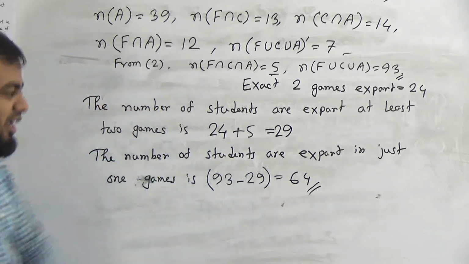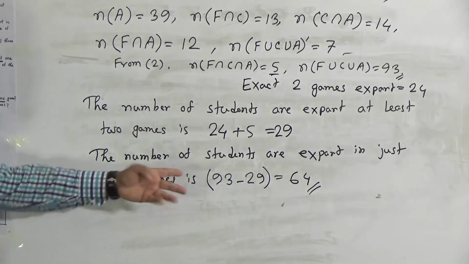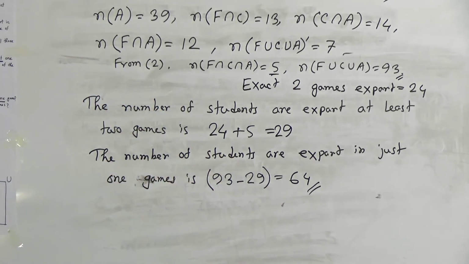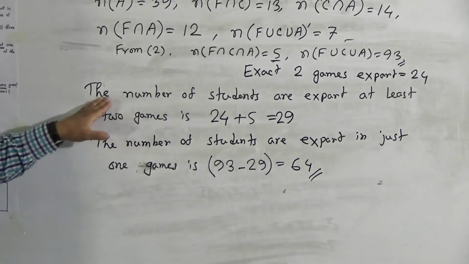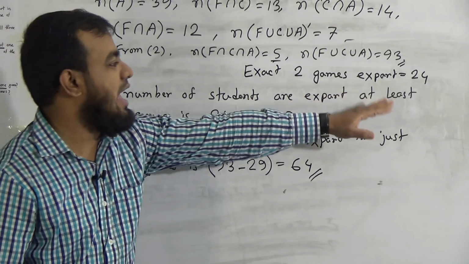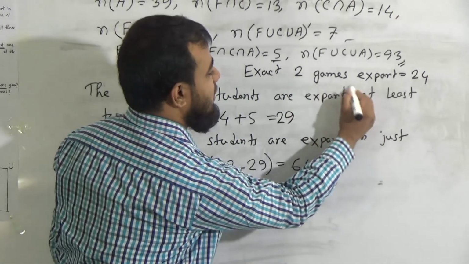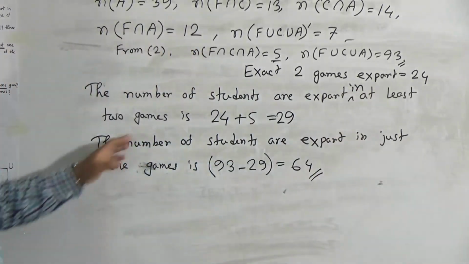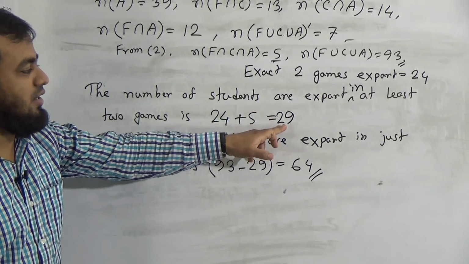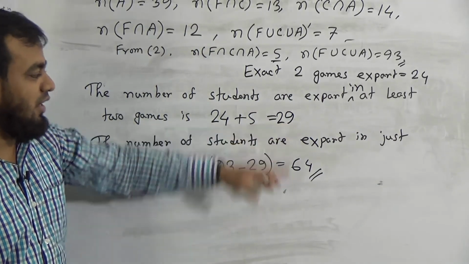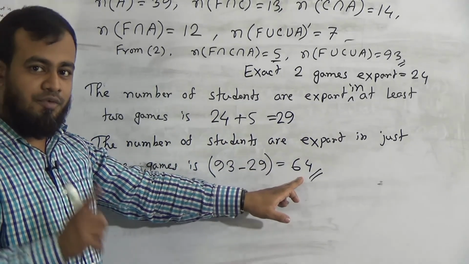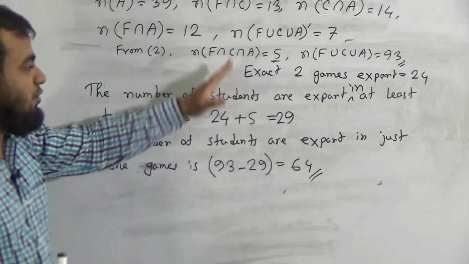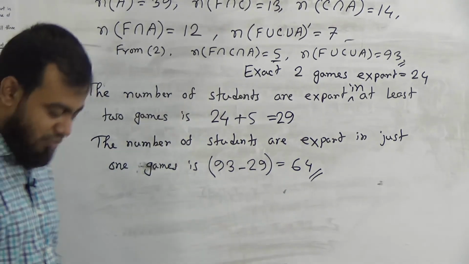And the second portion of the question is already solved here. The second portion is how many are expert in at least 2 games. The number of students who are expert in at least 2 games is 29. This is your answer to the second part, and this is the answer to the first part of the Bangla version question. If we translate that question, the answer will be this one. I hope you have understood, my dear students.